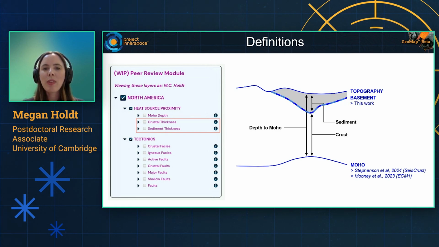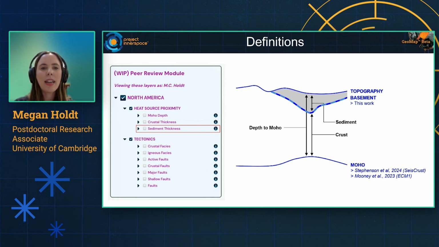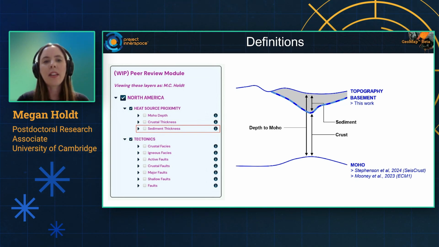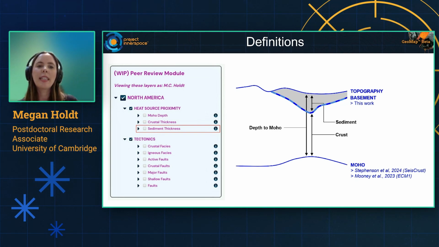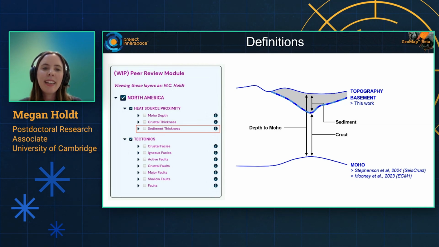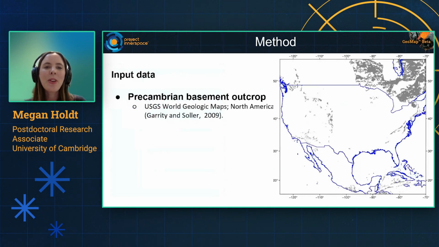So my work has really been in helping to better define the depth to the basement. And so that will provide both a robust sedimentary thickness constraint, but also a constraint on the crystalline component of the crust. Next slide, we'll look now at the method that I've been using to constrain sedimentary thickness. Let's look first at the input data.